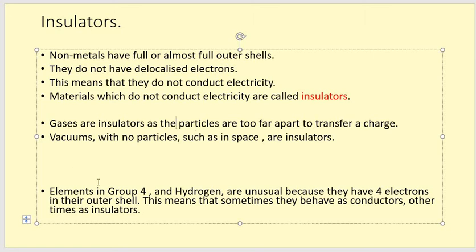Now there's one little weird group of elements we're looking at down here. Elements that are in group 4 in the middle of the periodic table, and hydrogen are unusual because they've got 4 electrons in their outer shell. And that means that sometimes they can behave like a conductor, other times they behave like an insulator. And that makes them a little bit tricky.